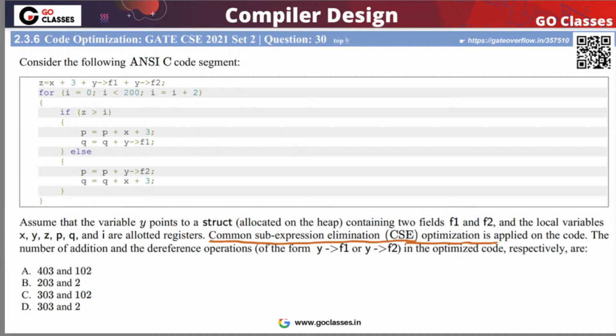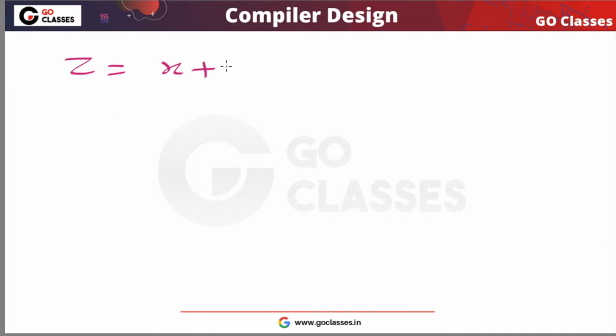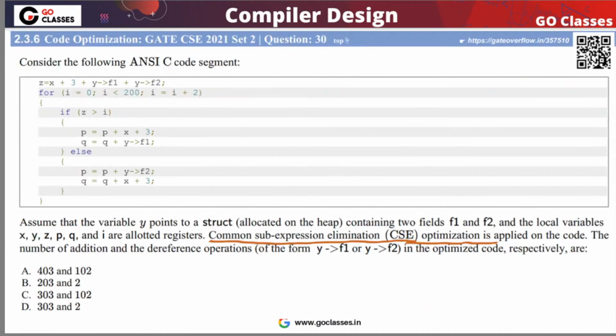Let's see this question. First of all, notice this first line. What is this first statement? It says z equal to x plus 3 plus y. So this is your first instruction. You can read the question: common subexpression elimination you have done.